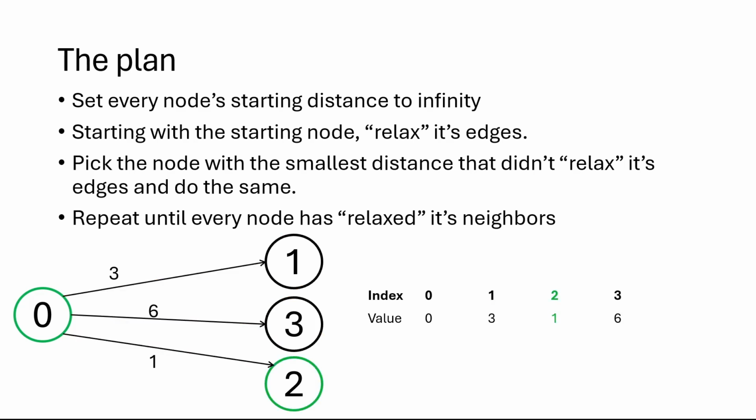Then, we pick the node with the smallest distance that we didn't relax its edges yet. In this example, that's node number 2. And we repeat the process, relaxing its edges. We do that until we have relaxed the edges of every node. Now, let's go back to our original example.